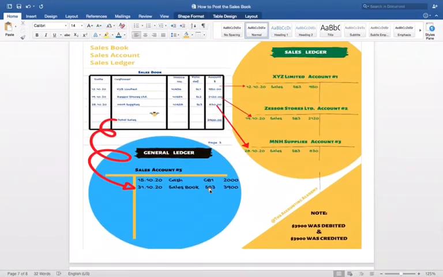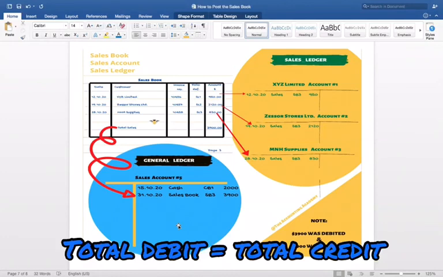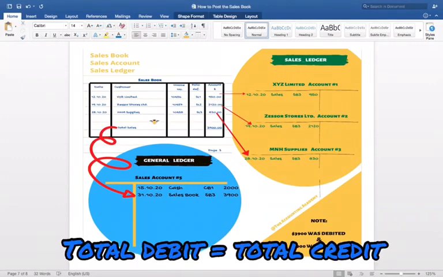If you are looking closely, you would realize that 3,900 was debited in the sales ledger and 3,900 was credited in the general ledger, or in the sales account. And that is what you want when it comes to double entry. You want the total debits to be equal to the total credits. So you don't have to necessarily make a credit for every debit. What is important is that the debit equals the credit.